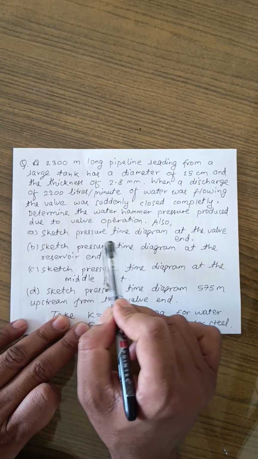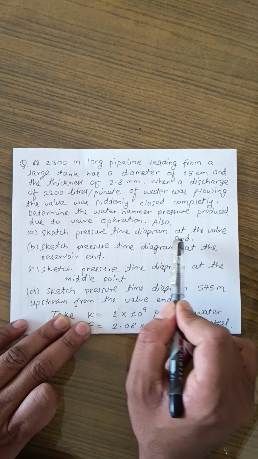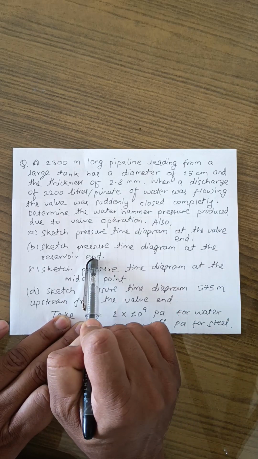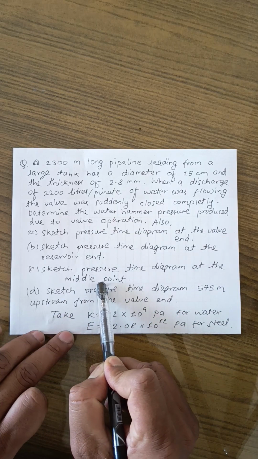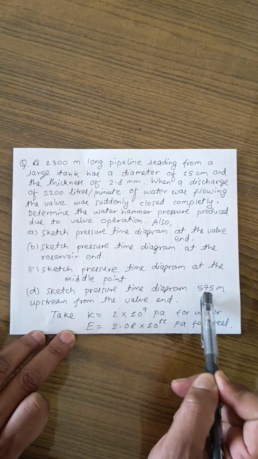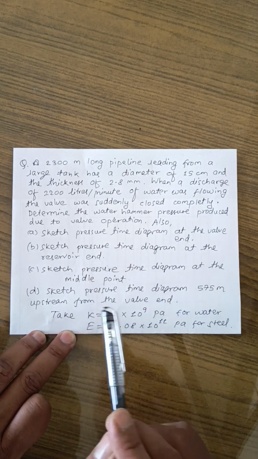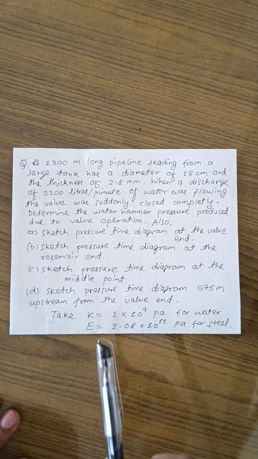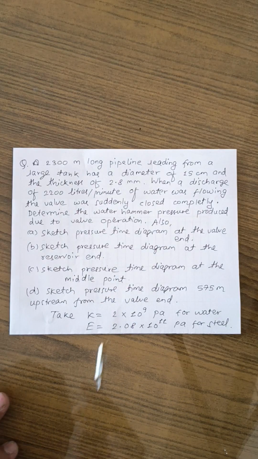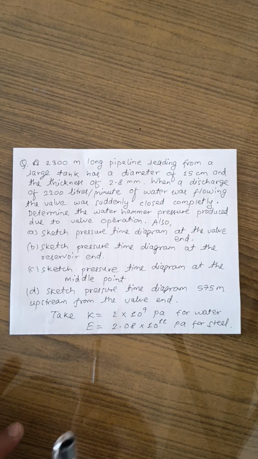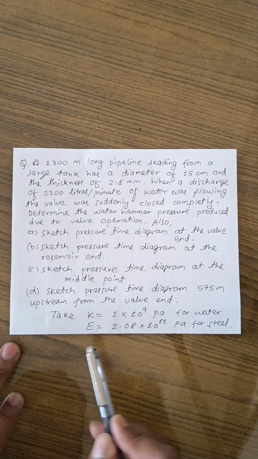The question also asks you to draw the pressure time diagram at different points: the valve end, the reservoir end, the middle point, and anywhere else, that means 575 meter upstream from the valve end. So there are 4 diagrams you have to draw in this question, and this is the most repeated question in hydraulics. This question has been asked multiple times, and it is from the book of K. Subramanya. So I recommend that book already.